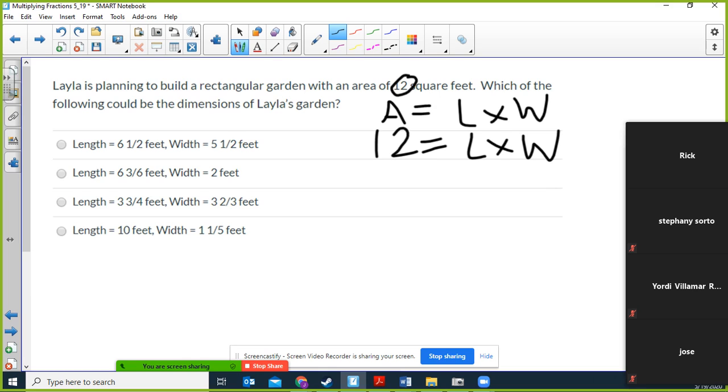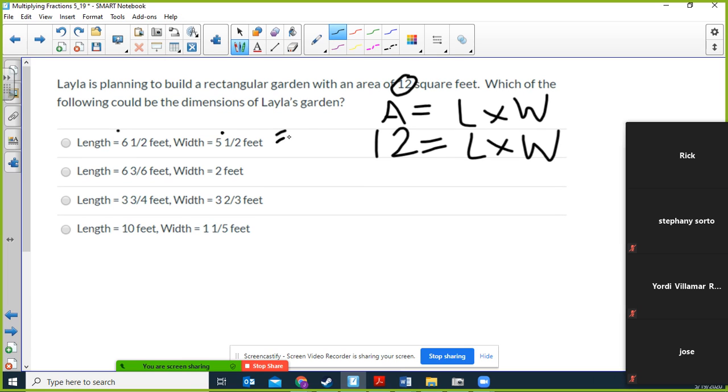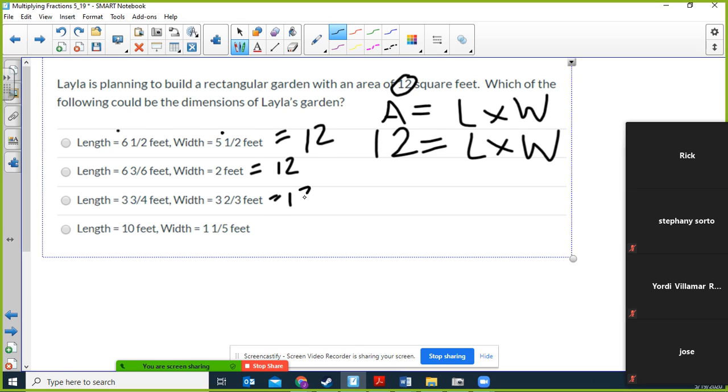length times width. So basically I need to multiply these together and see which one is going to equal 12. But if I look at these, I can actually start taking a lot of these away before I even have to convert, because before I multiply mixed numbers, I have to change them into improper fractions. Why can I start taking a lot of these away?